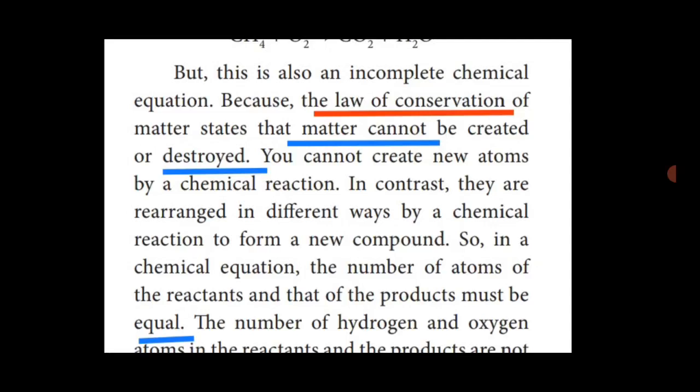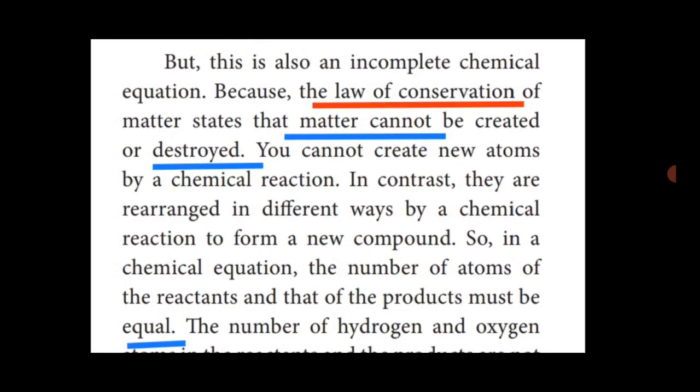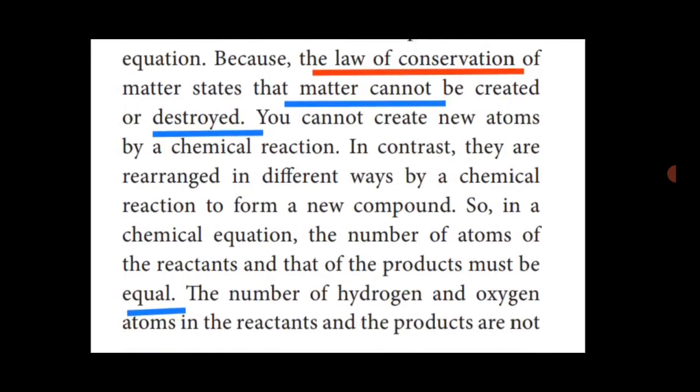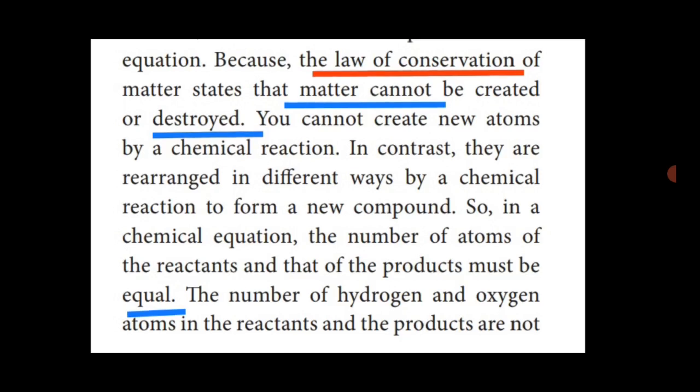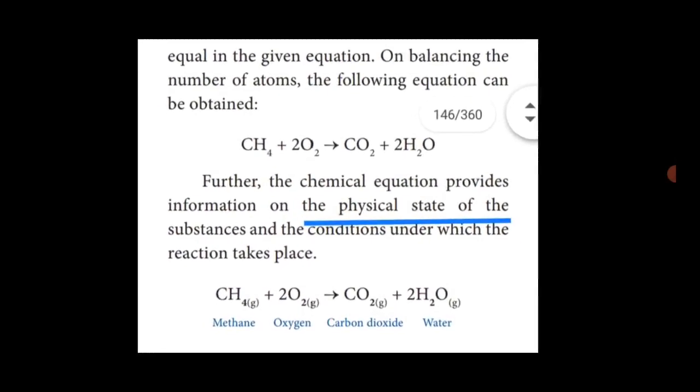In contrast, they are rearranged in a different way by the chemical equation to form new compounds. So, in a chemical equation, the number of atoms of reactants and that of products must be equal. The number of hydrogen and oxygen atoms in reactants and products are not equal in the given equation. So balance the chemical equation. Balance the number of atoms in the following equation.